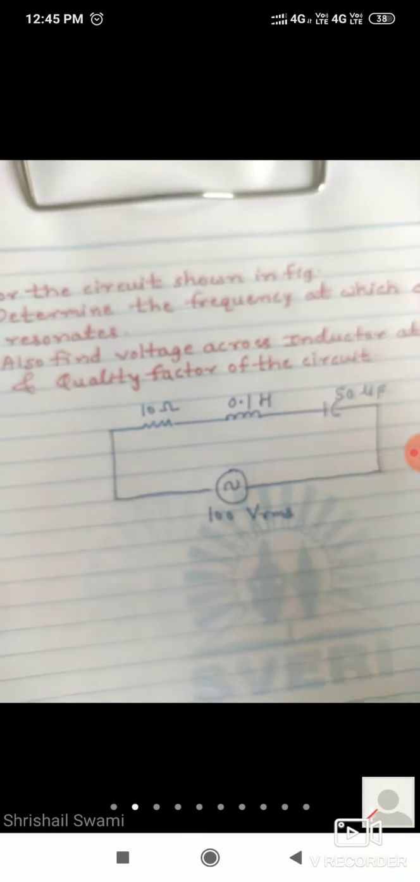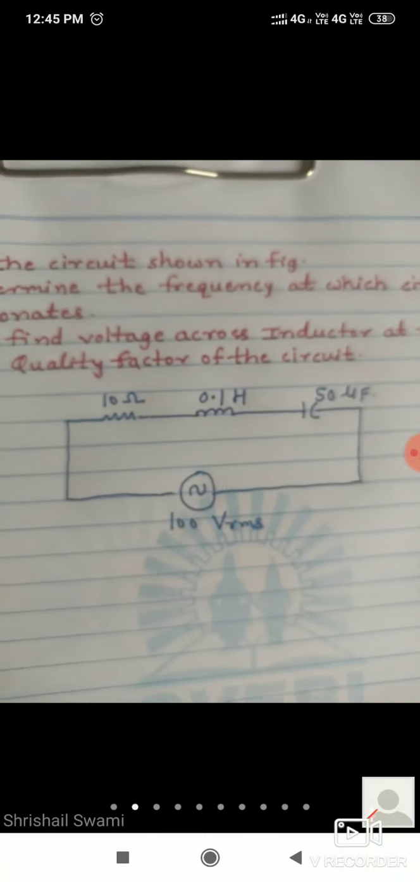So this is the question here. What are the RLC values given, that we will see in the network diagram. RLC are connected in series. For that series combination, an AC source is connected, that is 100 VRMS. 10 ohm is the value of the resistor, the value of the inductor is 0.1 H, and the value of the capacitor is 50 microfarad. So these are the given things.